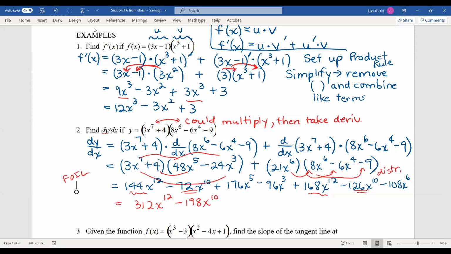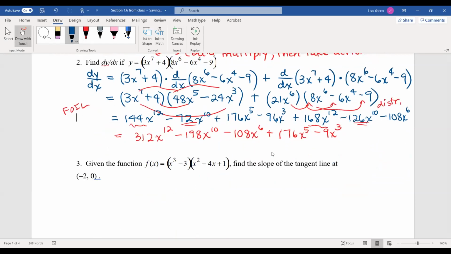And then, let's see, I guess the rest of them are not like terms. I've got a 6th degree term, a 5th degree term, and a cubed term. So I'll just copy those down, and I'm going to take them in order. So minus 108 x to the 6th plus 176 x to the 5th minus 9x cubed is your answer, if I did all the arithmetic correct there.